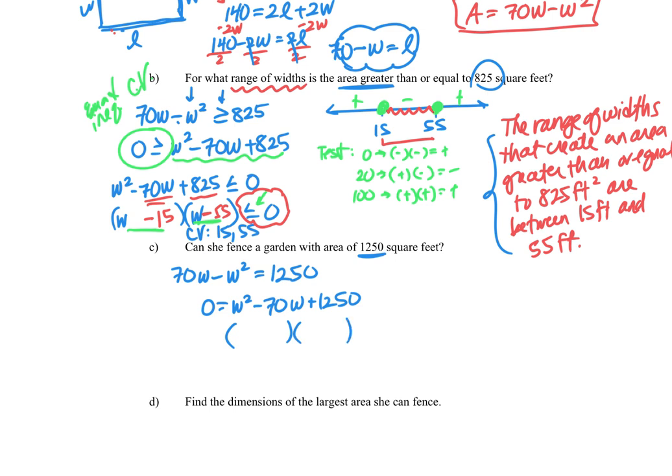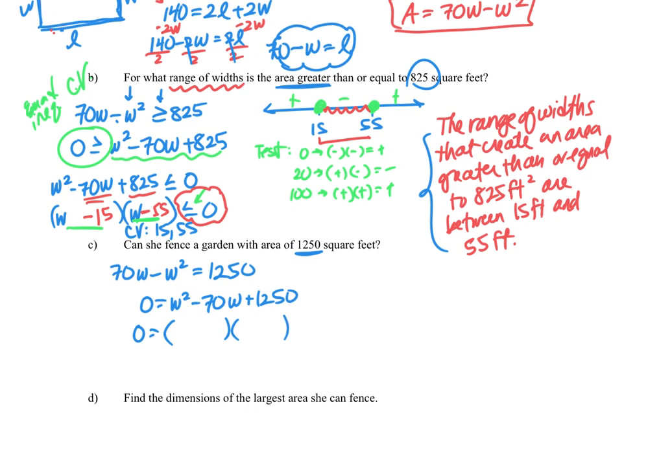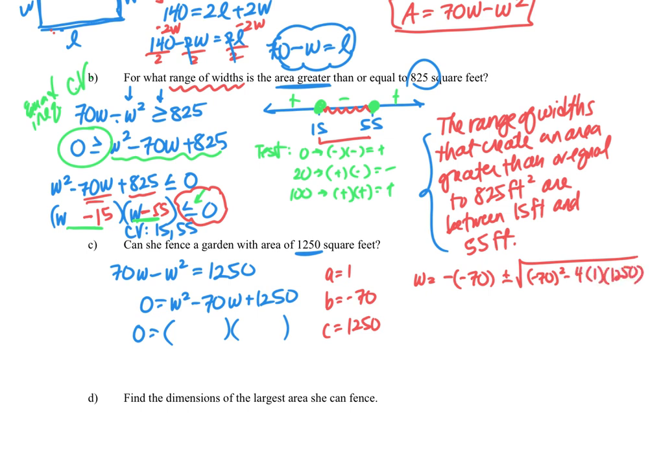I could maybe try to factor that. I believe I tried factoring that and didn't come up with anything nice. So if I can't factor that, then I need to use one of my other two options. I could complete the square or I could use the quadratic formula. So if I use the quadratic formula, A is 1, B is negative 70, and C is positive 1,250. So I'm really solving for W here. W is equal to negative B plus or minus the square root of B squared minus 4 times A times C, all over 2 times A.